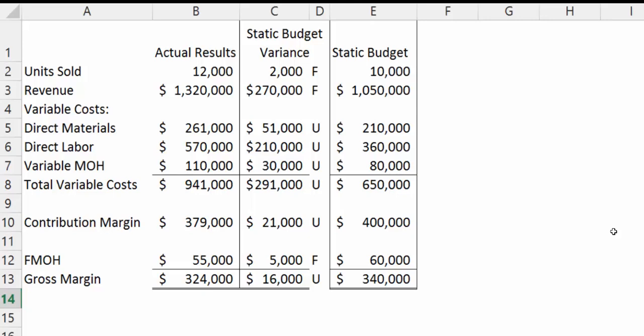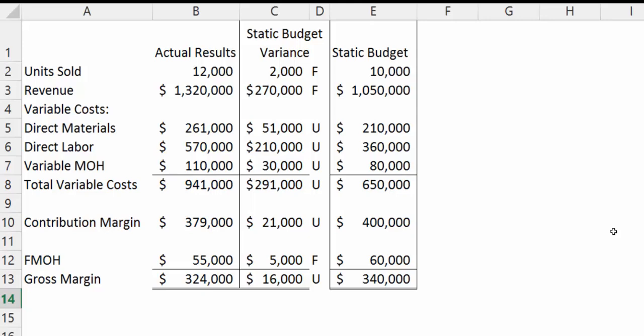Finally, I'm concerned about the fixed manufacturing overhead variance. We need to look at that. But in general, even though we sold more units than we had planned to sell, we made $16,000 less gross margin than we had planned to make. So something is going on.